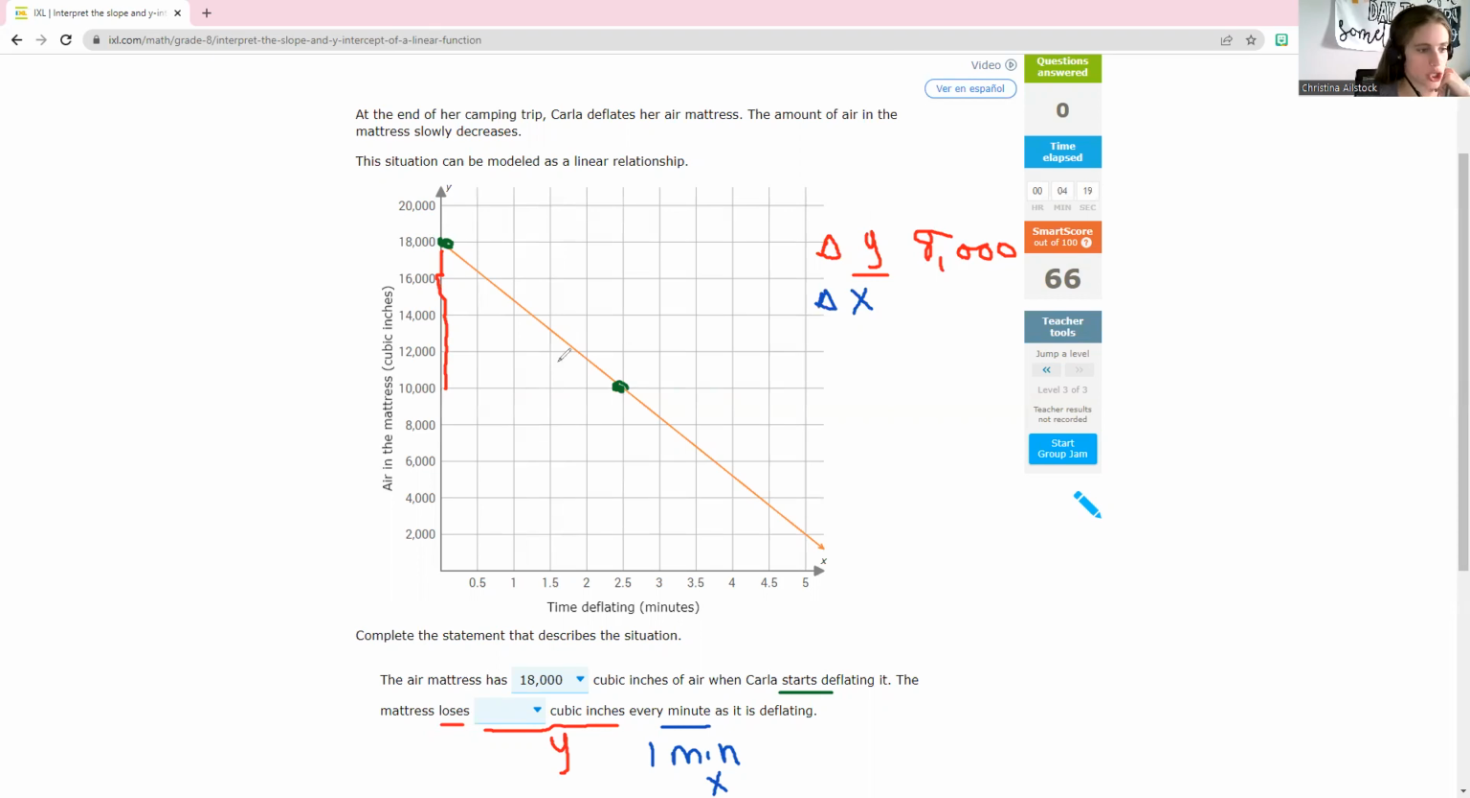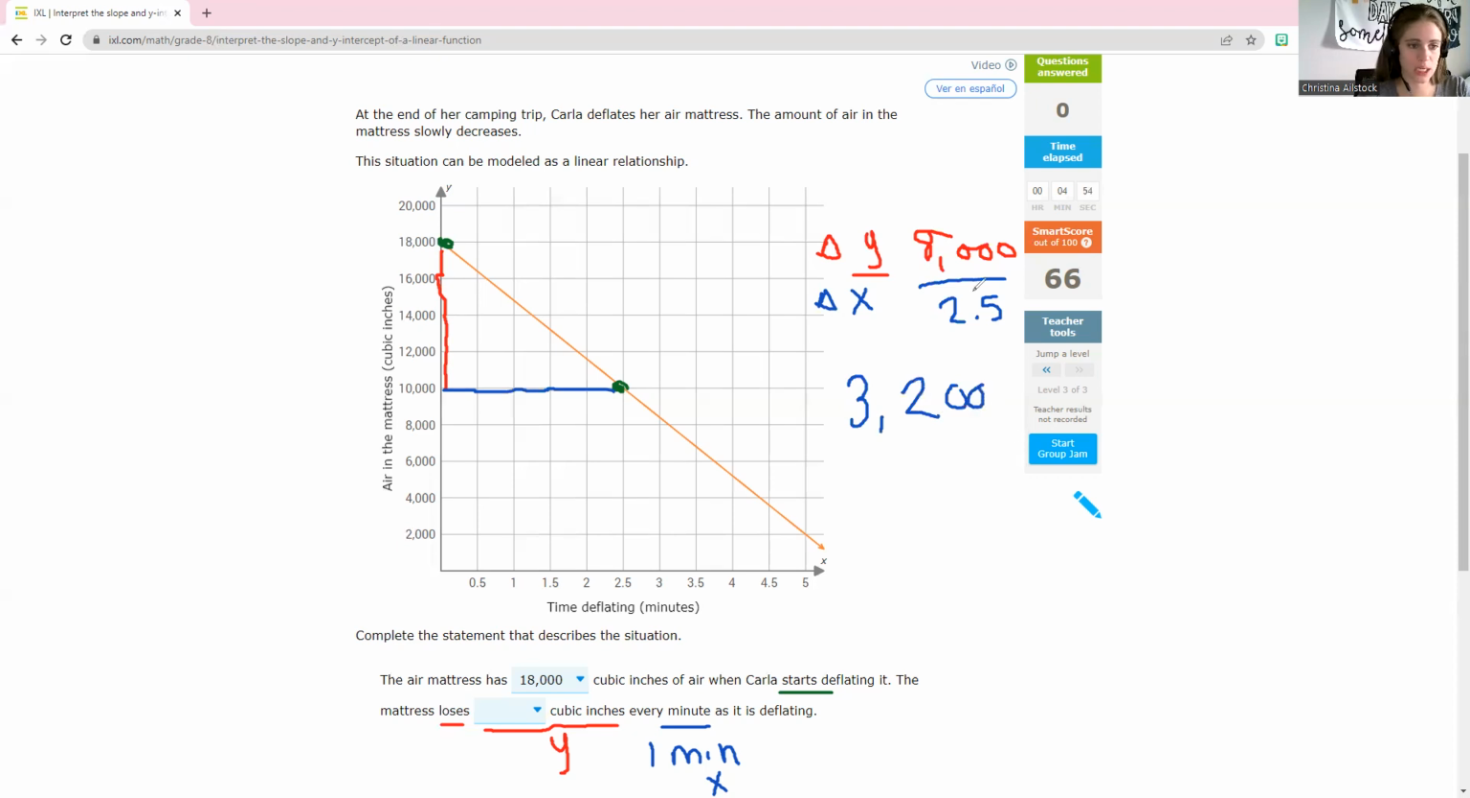Then for our change in x, this is counting by halves. It's just showing it in decimal form. So a half, 1, 1.5, 2, 2.5, and we'll put it in decimal form. And once again, we can look at this: 2.5 minus 0 is 2.5. All right, on big numbers like this, you definitely have permission to use a calculator to simplify. So 8,000 divided by 2.5 would be 3,200.